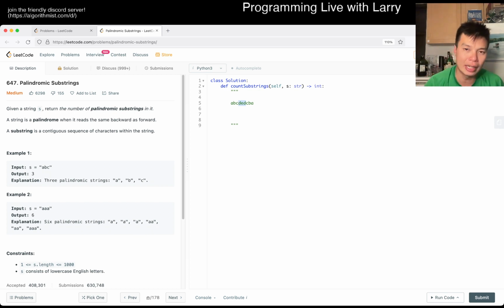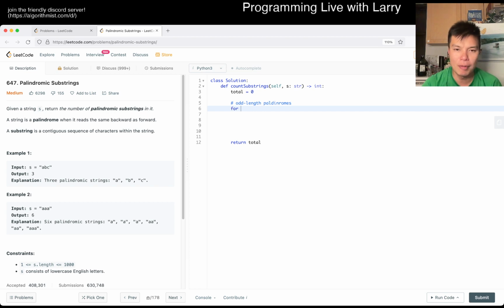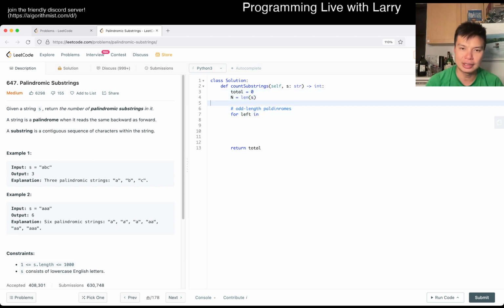So let's get started, and I think we should be able to just build it out, right? So total is equal to 0, return total. Now you can definitely do them in one set of for loops, but I'm going to do it separately just so that it's a little bit easier to read. So odd length palindromes, right? Then what does that mean? So let's say n is equal to the length of s.